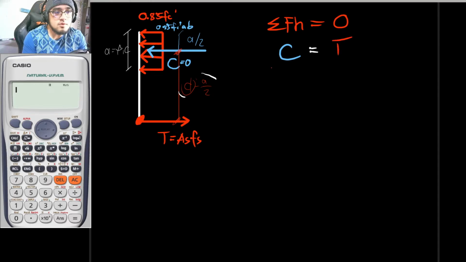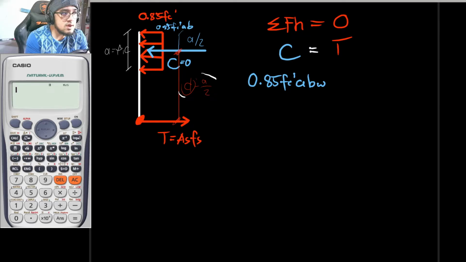And if we would be substituting known values here, for your C, if you can remember a while ago, this is now equal to 0.85 fc prime a times bw. So this is for your C. And for your tension, T is once again equal to As times fs, or the area of the steel times the stress of the steel.